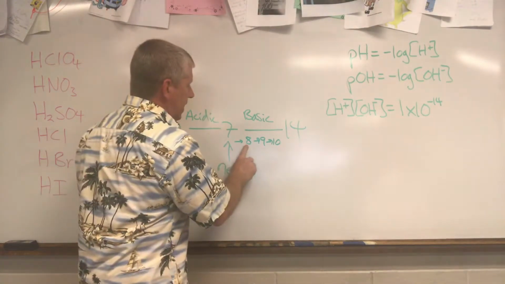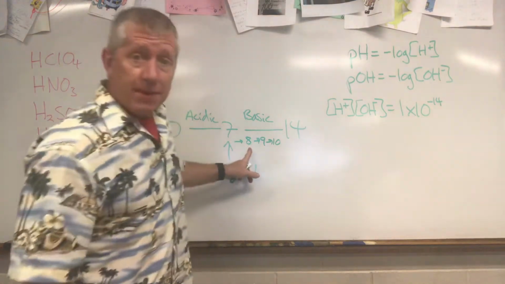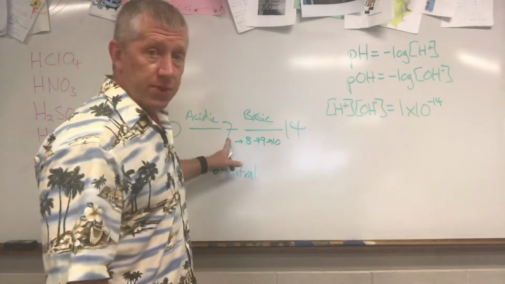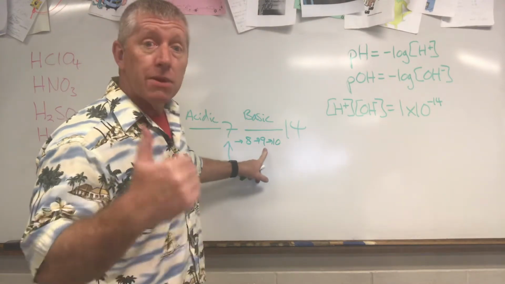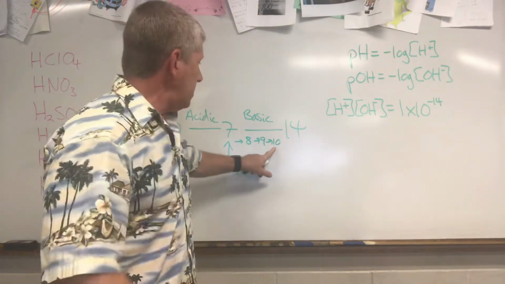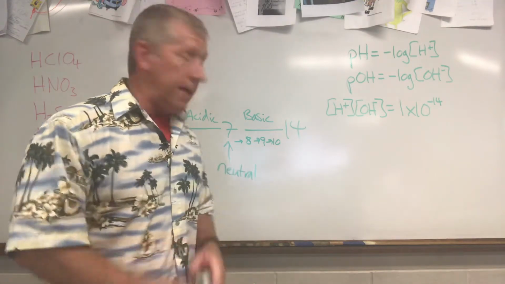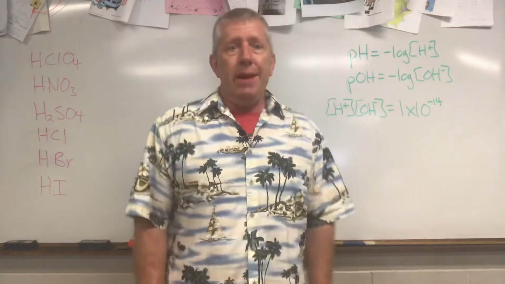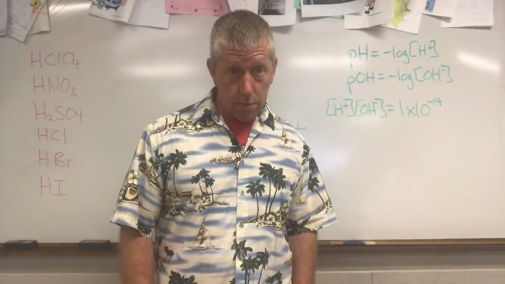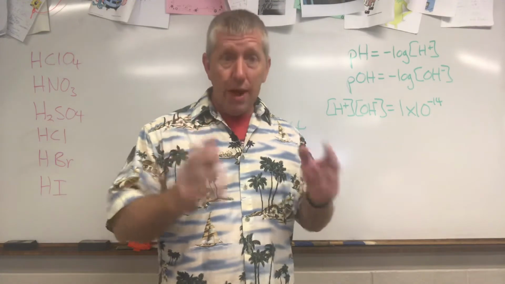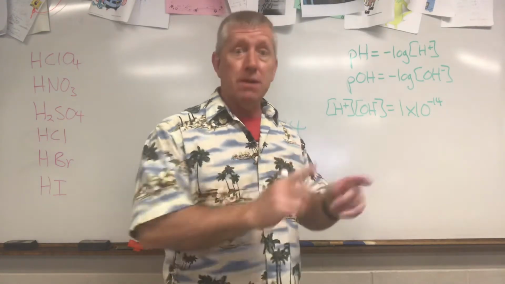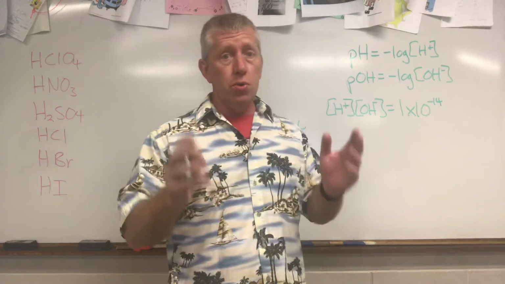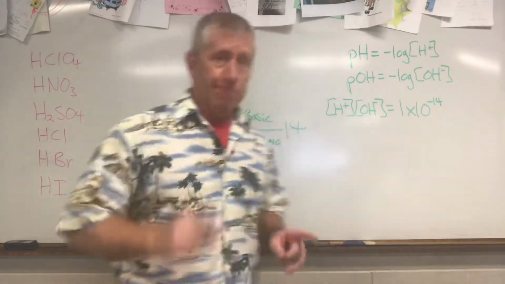So if you go from 7 to 8, that's 10 times more basic than neutral 7. If you go to 9, that's another 10 times more basic. If you go to 10, another 10 times. Now you multiply those: 10 times 10 times 10. A pH of 10, it's only 3 above 7. That's not a big deal, right? It's 1,000 times more alkaline, because 10 times 10 times 10, it's a log scale. So what looks like small jumps are huge when it comes to the numbers.